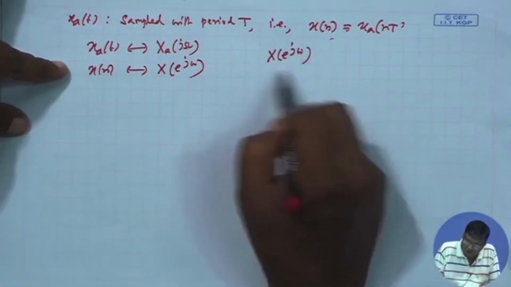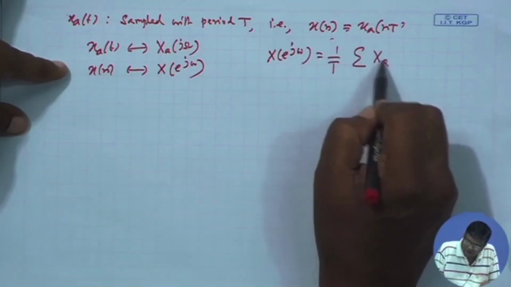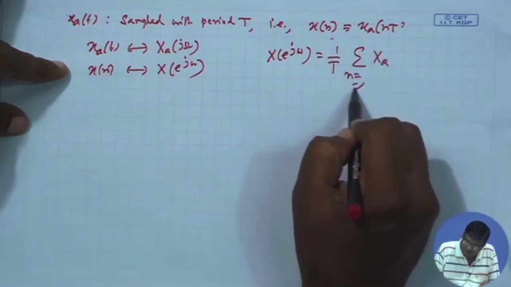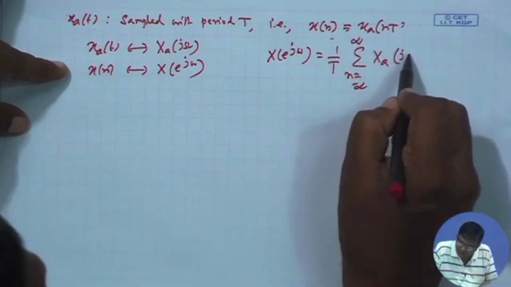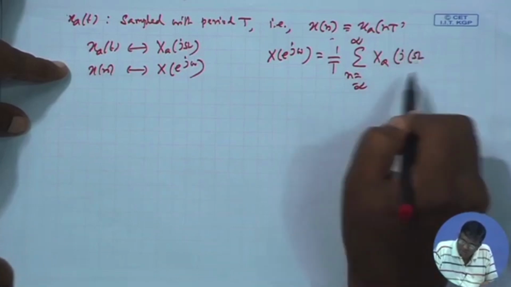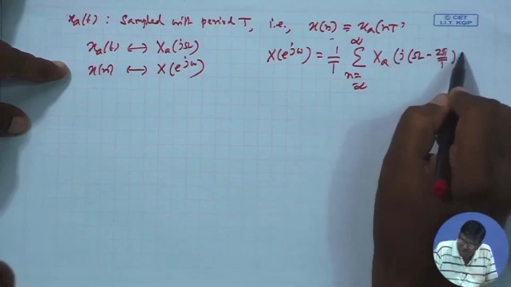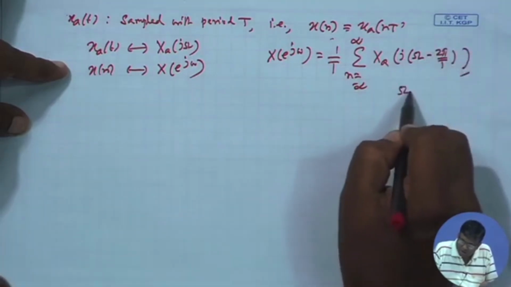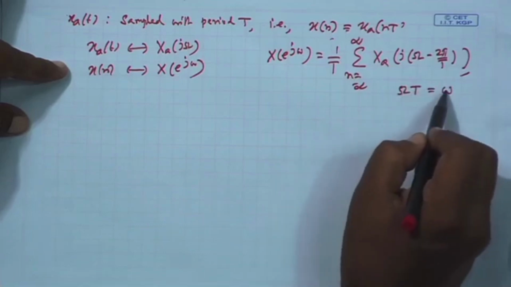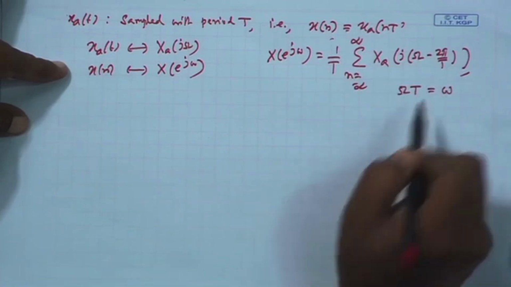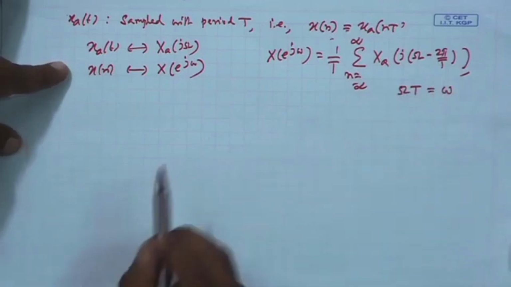For any small omega of your choice, this is nothing but 1 by t summation capital X a, this analog j, you can put capital omega minus 2 pi by t. I am taking just j common, where this capital omega t is small omega, that is capital omega is small omega by t you can put. This is a relation. Okay. Now, what is the implication for that?